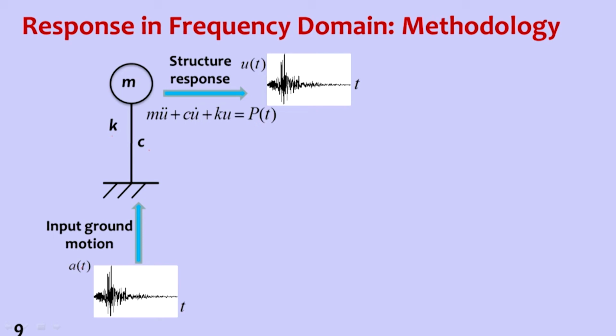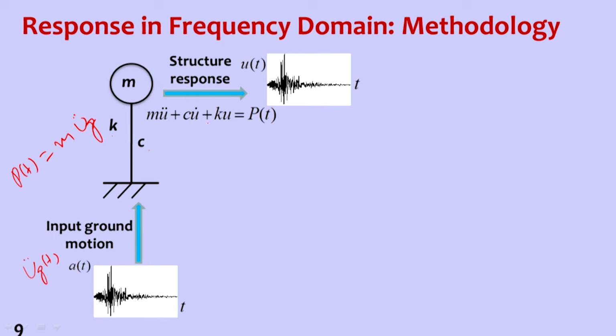So this is an acceleration, which can also be called u double dot g, and this p of t is equal to m into u double dot g. So m u double dot plus c u dot plus k u is equal to p of t. So we have discussed and understood how to get the response. The response is u(t): u(t) is the displacement response, u dot (t) is the velocity response, and u double dot (t) is the acceleration response. So we can solve this one and get u(t).